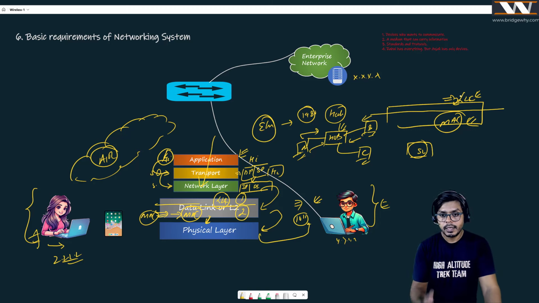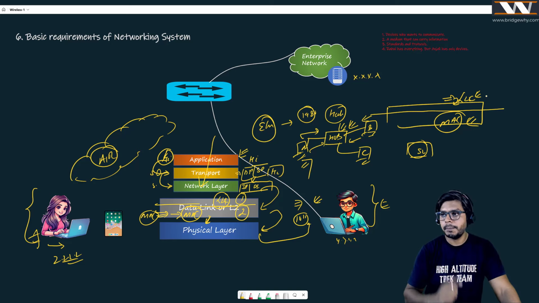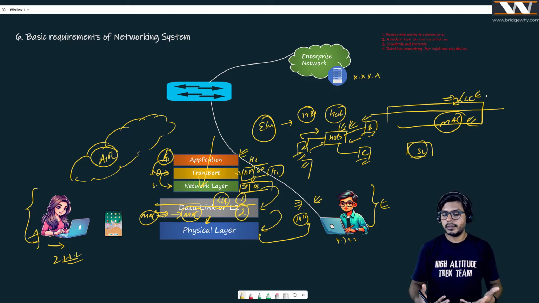And if that is the case, this data is going to be disturbed. This data is just waste data, right? That is why we are going to have only half communication. It means that if A wants to send this data to this hub, or maybe to B, or maybe to C, it needs to listen to this medium to check whether someone is sending or not, right?